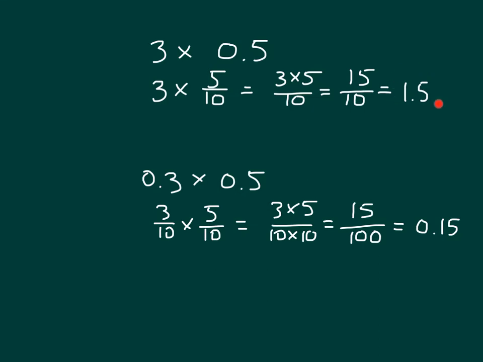In comparing these two, you'll notice that we have pretty much the same digits. But these digits here are shifted over one more place, because we're looking at 3/10 of 5/10 versus 3 times 5/10.